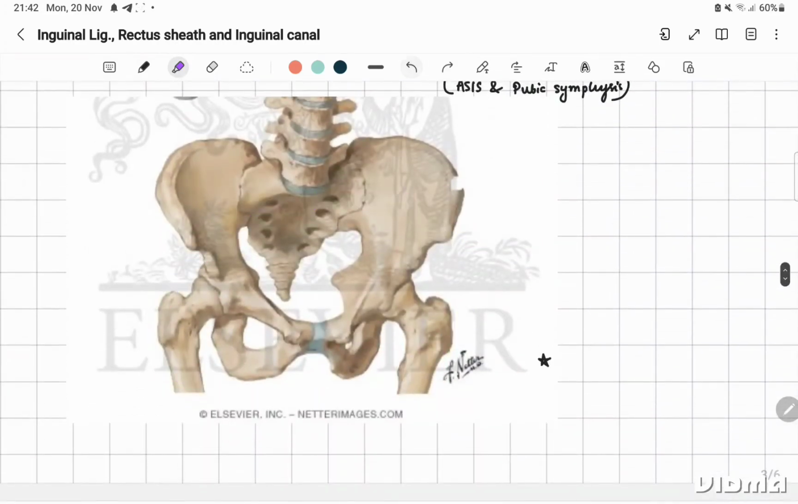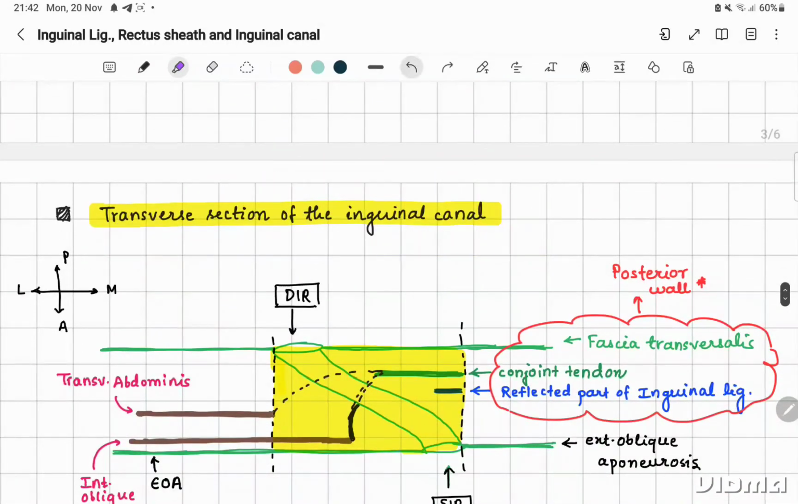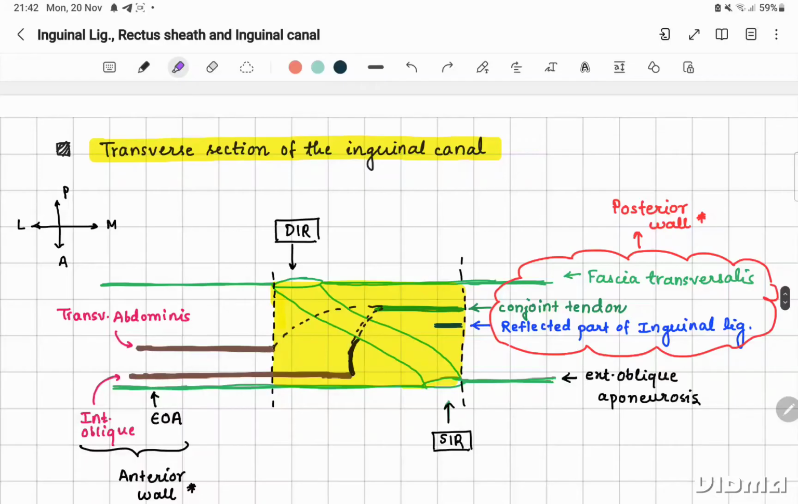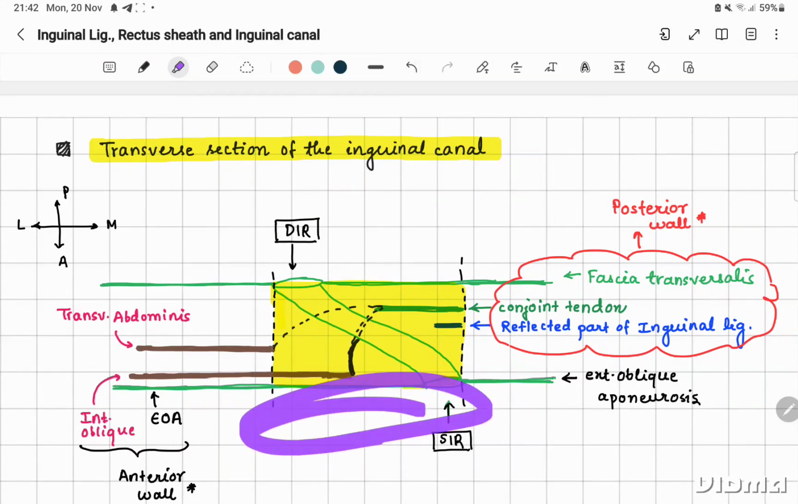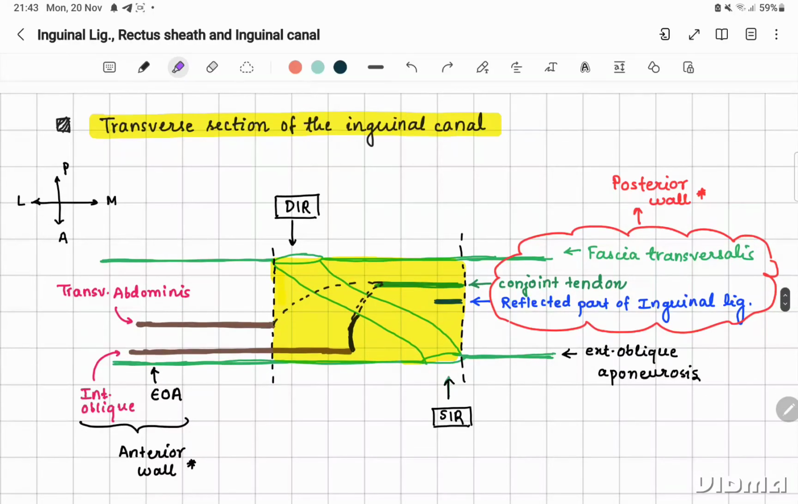This is the diagram which you can correlate with the transverse section of the inguinal canal. What is the transverse section? If you take the transverse section of the inguinal canal, this is the lateral side, this is the medial side, this is the posterior side, and this is the anterior side. So you have the deep inguinal ring, the superficial inguinal ring, and here you have the inguinal canal like this. Understood?